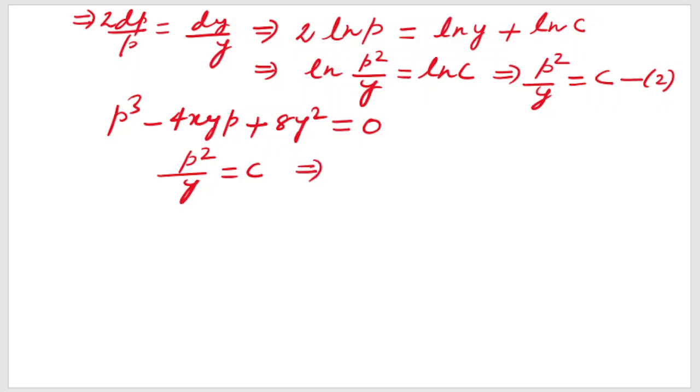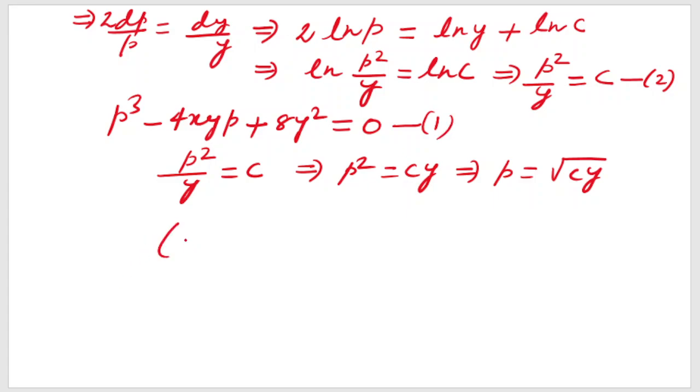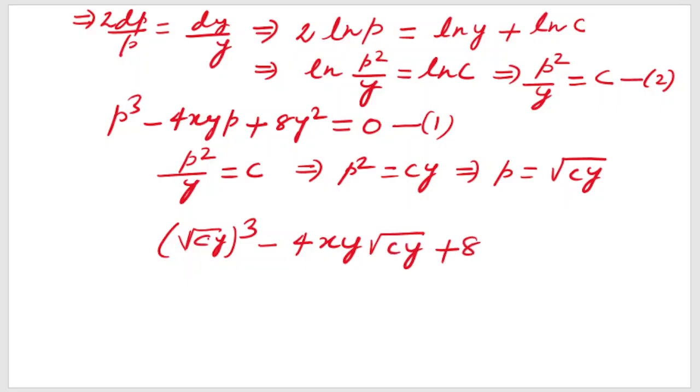So from this I can write p square is equal to cy. So from this I will get p is equal to under root cy, right? So here I write in this equation number 1, in place of p I write this under root cy. So I will get (under root cy) to the power 3 minus 4xy into under root cy plus 8y square is equal to 0, and this is your final answer.